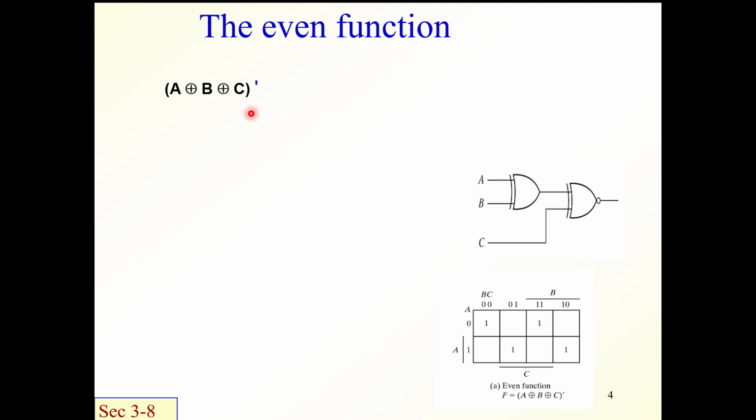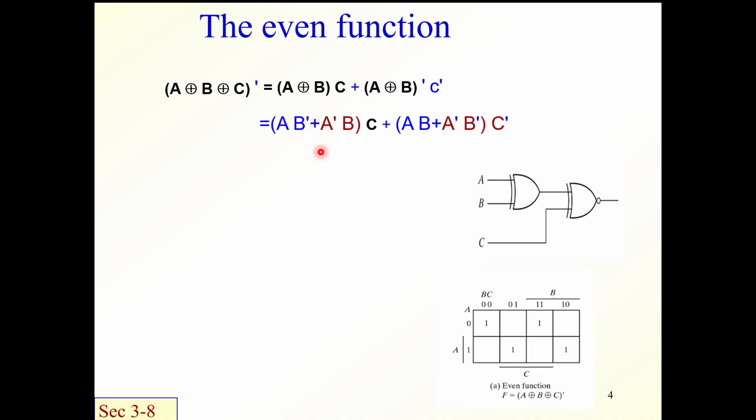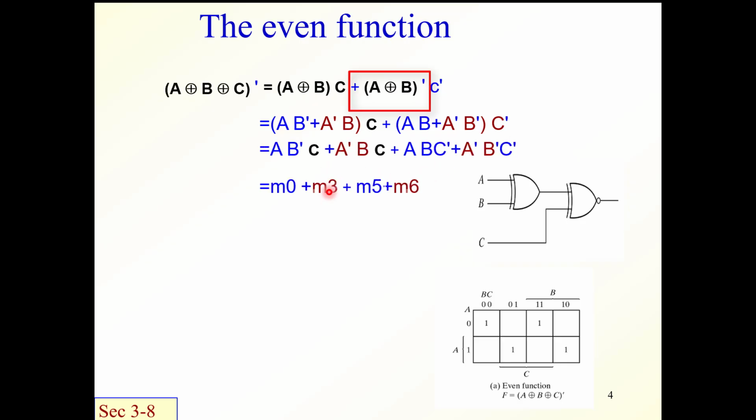This is a 3-input exclusive NOR. This is equal to this, ANDed with this, ORed with the complement of this, ANDed with the complement of C, which is this. If we expand this one here, we get this term. If we expand this one here, we get AB ORed with A bar B bar, the whole thing ANDed with C. And these are the minterms 0, 3, 5, and 6 here on this map. Again, you cannot group the minterms with any other minterms.